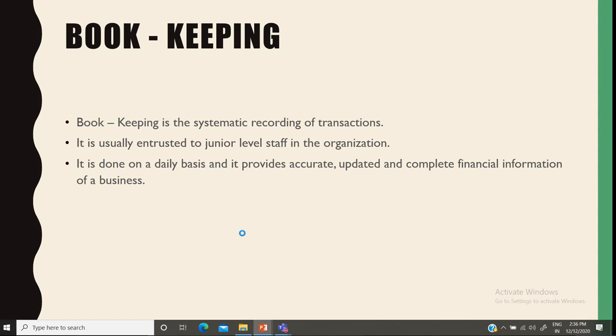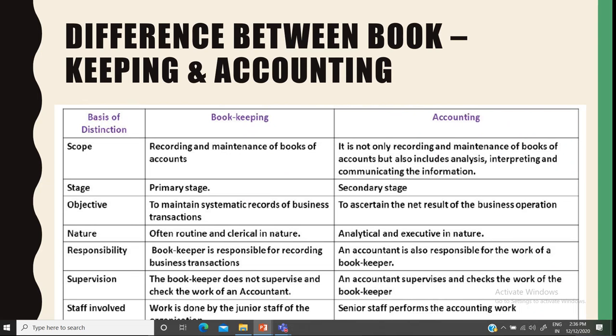And the next part is: what is the difference between bookkeeping and accounting? These are the basic things which we must know before going in depth into the accounting subject. So what is the basic difference between bookkeeping and accounting? In bookkeeping, you are going to systematically record all the business transactions whatever is taking place. But in accounting, apart from recording the transactions in your journal, you're going to post all the transactions you have recorded in the journal to the ledger accounts.